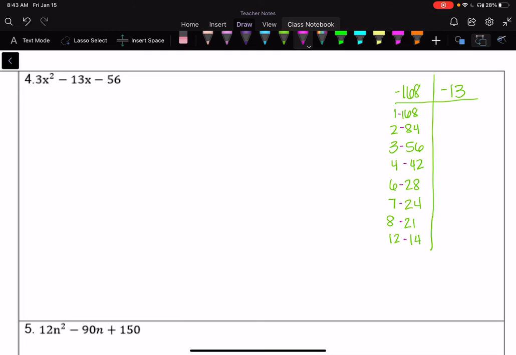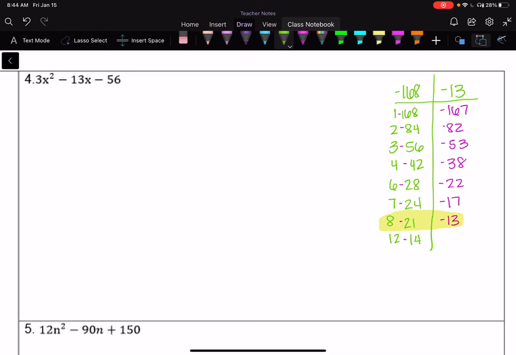So 1 and negative 168 is negative 167. Negative 84 and 2 is negative 82. 3 and negative 56 is negative 53. 4 and negative 42 is negative 38. 6 and negative 28 is negative 22. 7 and negative 24 is negative 17. 8 and negative 21 is negative 13. We can stop right there because we know this is now our factor pair, and we can bust our B.